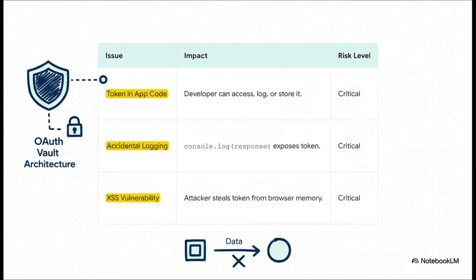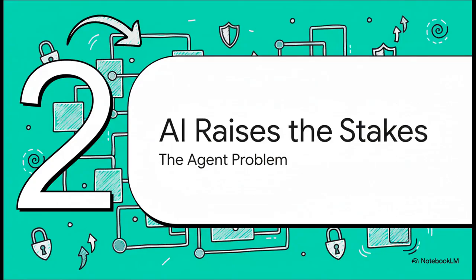So the danger here is pretty obvious, right? A developer, maybe they're just debugging and, oops, they console log a whole response, token and all. Or maybe there's a simple little cross-site scripting bug, an XSS vulnerability, that's all an attacker needs to just pluck that token right out of the browser. And look, we're not talking about small stuff here. These are critical failures, the kind that can lead straight to a full account takeover. Okay, so that's the baseline problem, and it's already pretty bad.